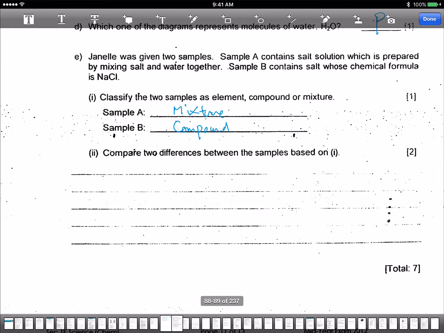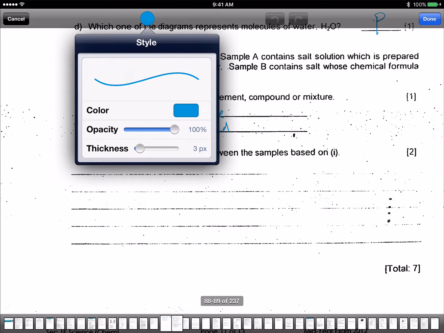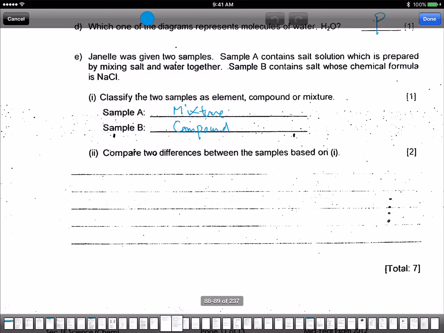Okay, next. What's the difference between the samples based on the first one? Compare the 2 different samples. You need to remember the difference. Oh, I know, the mixture has the properties of the substances it is made up of. Very good. Mixture has the properties of its components.